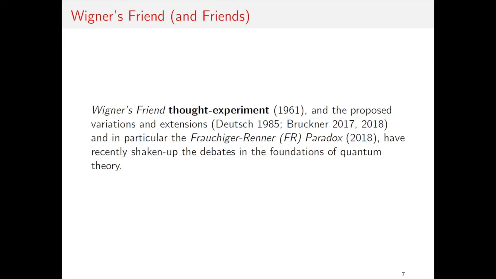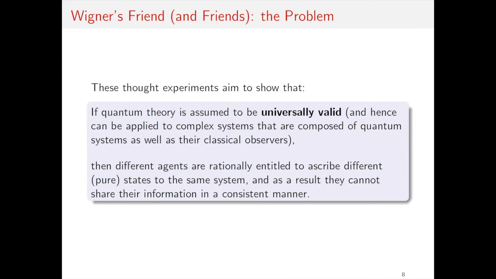Proposed variations of it: David Deutsch has a version of it, Brukner has several versions. And the latest version is the Frauchiger-Renner paradox from 2018. They have shaken up the debates and the foundations of quantum theory, and Schrödinger's cat will be a special case of one of these.